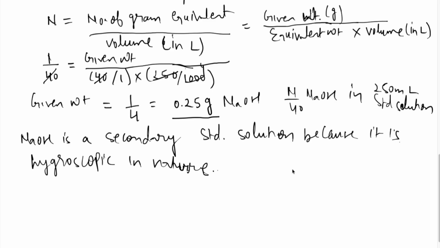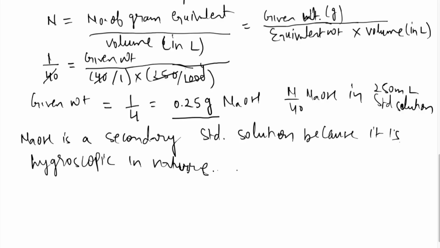Oxalic acid is a primary standard solution. Whatever amount we weigh for the oxalic acid, if we are careful about the volume of the water we are adding, then we get the exact strength of the oxalic acid solution. I'll make another detailed video regarding what a primary standard solution and a secondary standard solution are, so don't get confused right now. For now, just remember that NaOH is hygroscopic in nature. That's why it has a tendency to absorb some water.